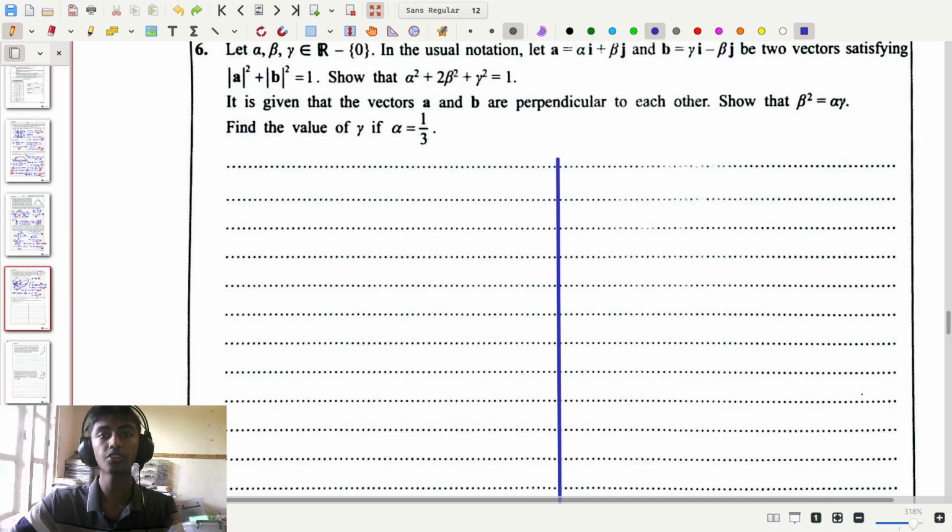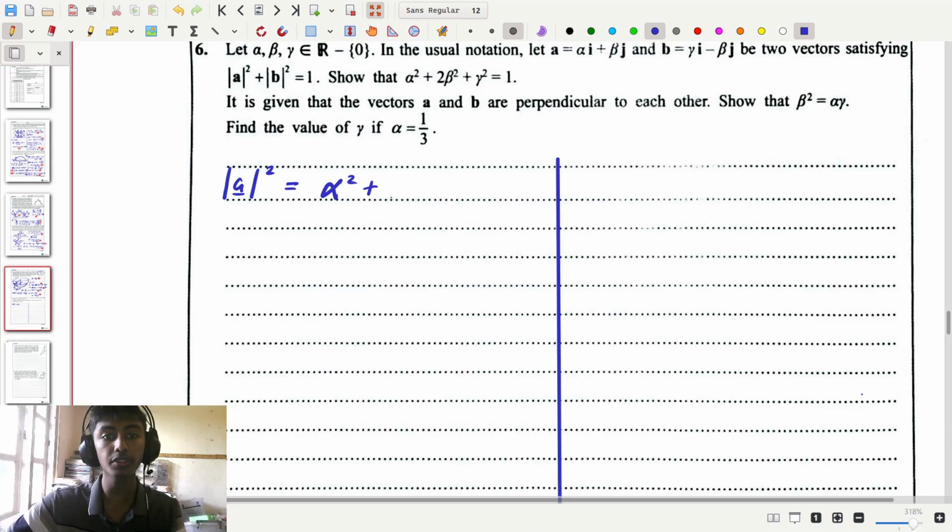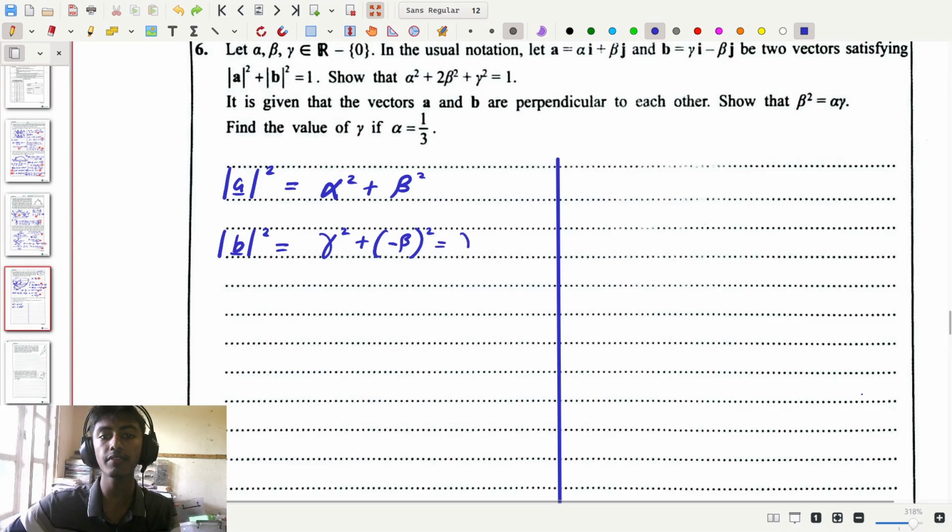So now given this, since we know that i and j are perpendicular unit vectors, if we consider the modulus of A vector squared, it's going to be the coefficient of the first unit vector i squared, which is going to be alpha squared, plus the coefficient of the second unit vector, which is j squared, which in this case is beta squared. Now then, considering B vector's modulus squared, we can see once again, since we have two unit vectors perpendicular to each other, the modulus here is going to be the first unit vector's coefficient, which is gamma squared, plus the second unit vector's coefficient, which is negative beta squared. Now here, since we have squared, negative beta squared is the same thing as beta squared, so simplifying we get gamma squared plus beta squared.